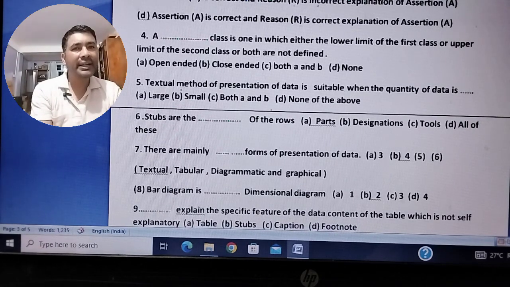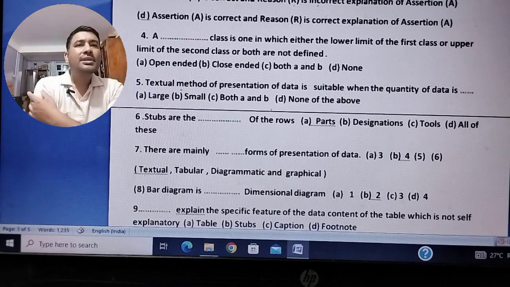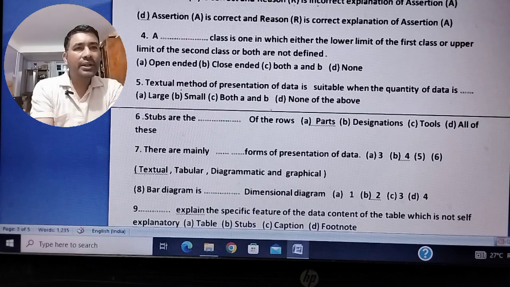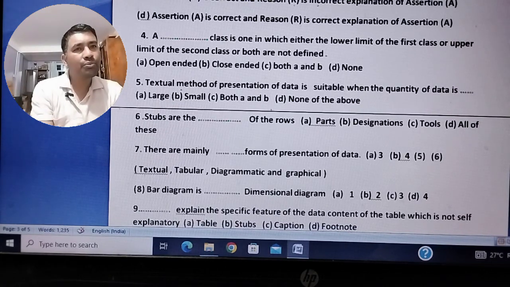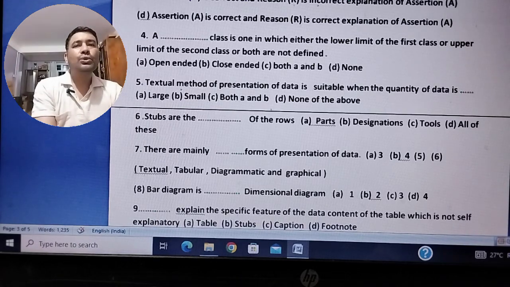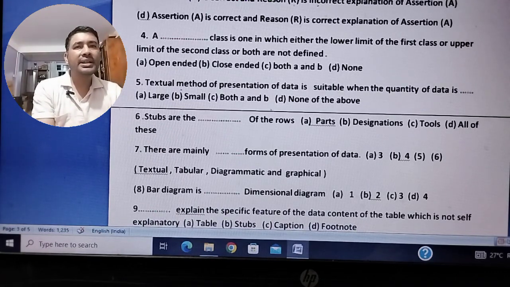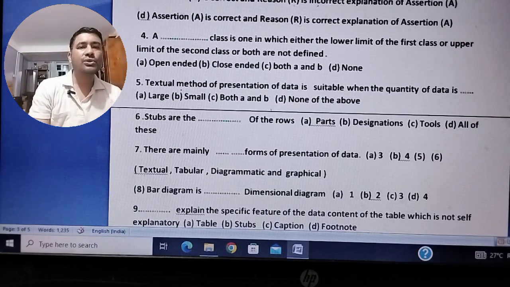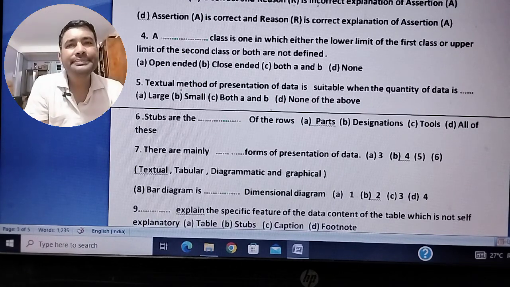In case of an open-ended series, the lower limit of the first class or the upper limit of the last class may be missing, or both may be missing. So the right answer for question number 4 is A, open-ended. In case of open-ended, either the lower limit of the first class or the upper limit of the last class, or both, are not defined. I hope you are understanding.